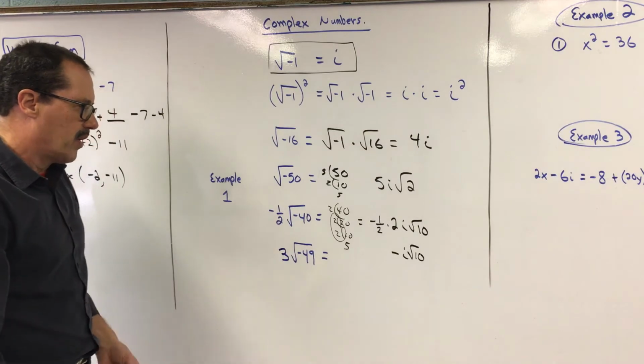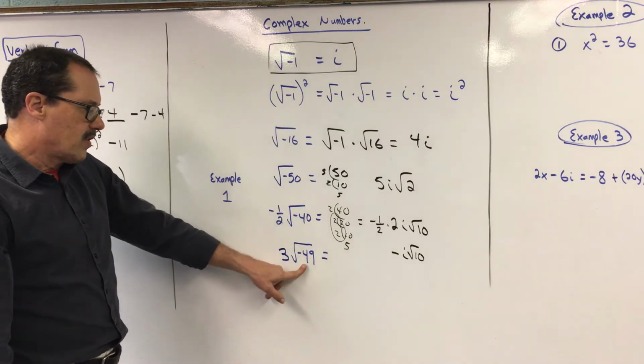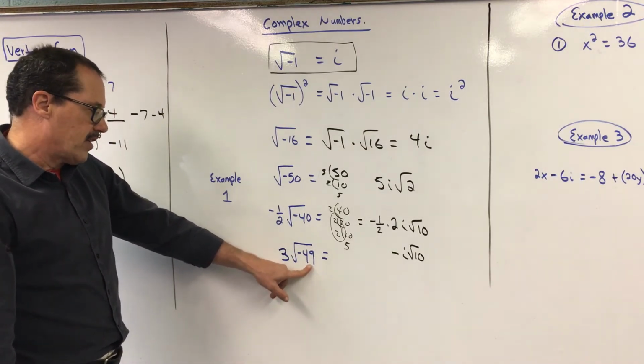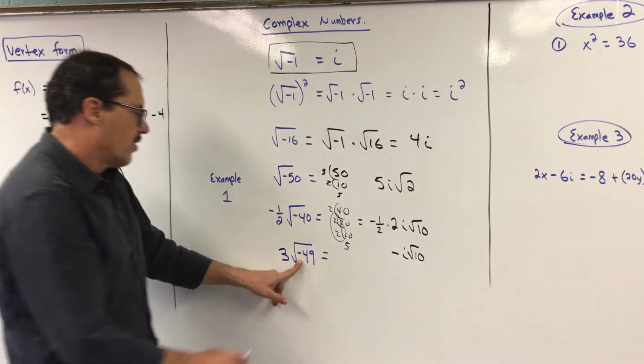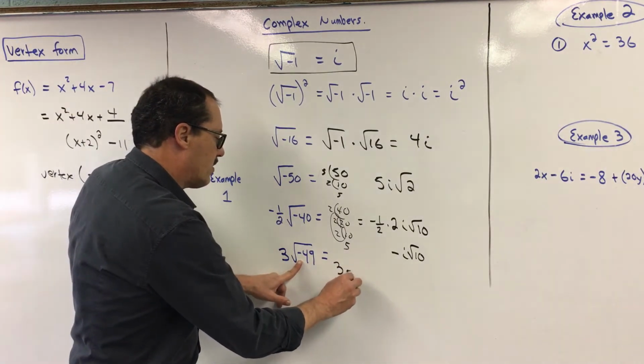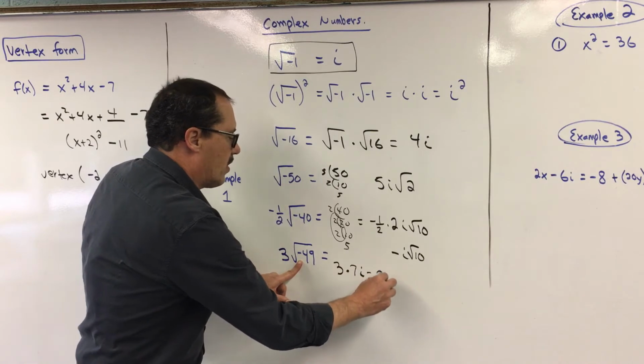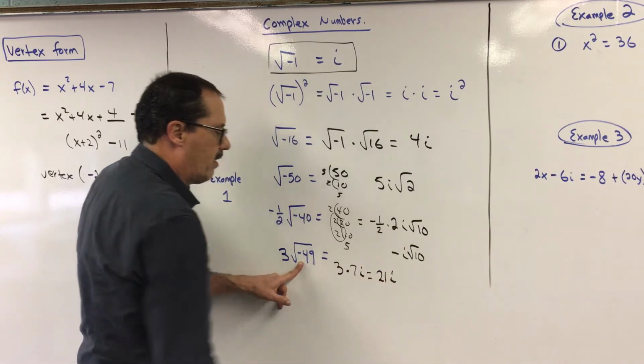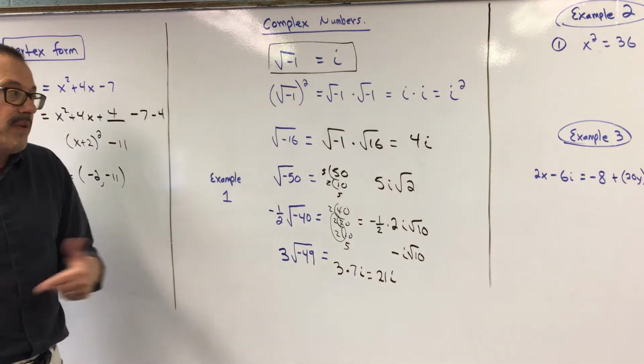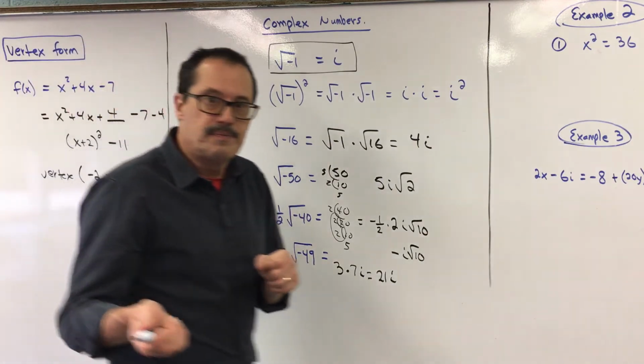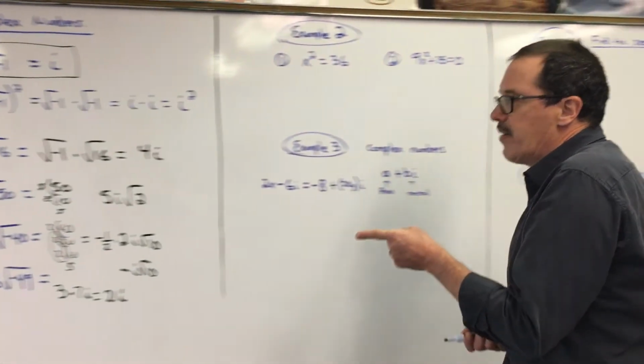I know it's kind of weird, but it's not that bad. So let's just do this one a little simpler. Square root of 49 is 7, but it's got a negative on it. So this would mean the same thing as 3 times 7i, which would equal 21i. You're done. So I'm hoping that makes sense to you. Does that make sense? Let's see. Okay, that's example 1 in your book.